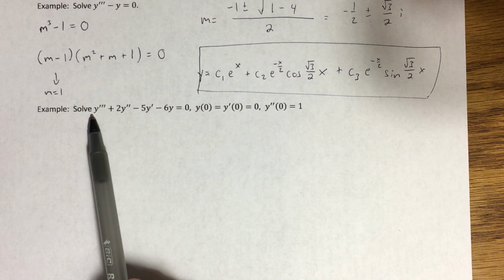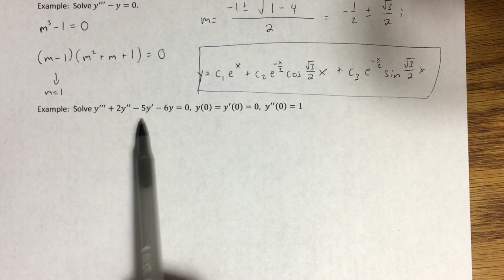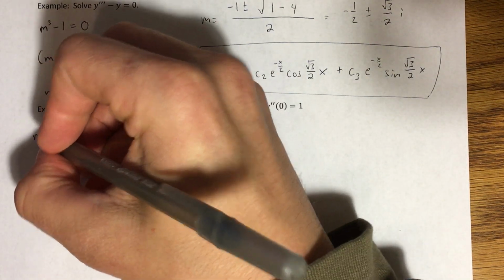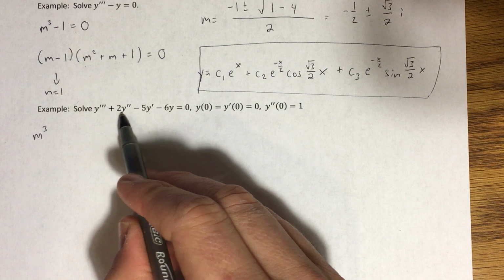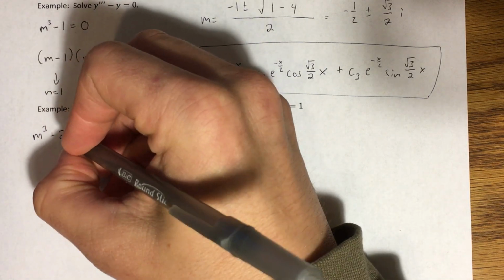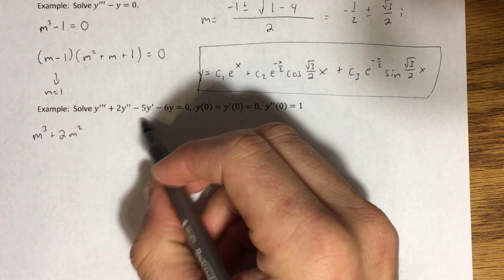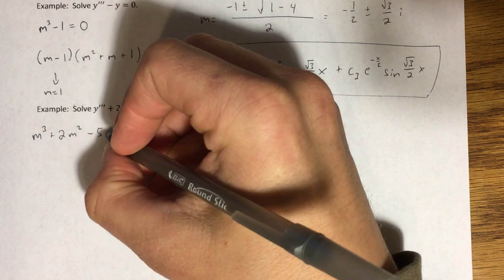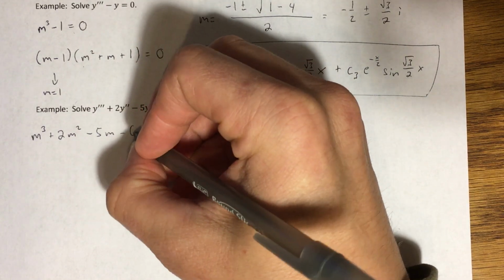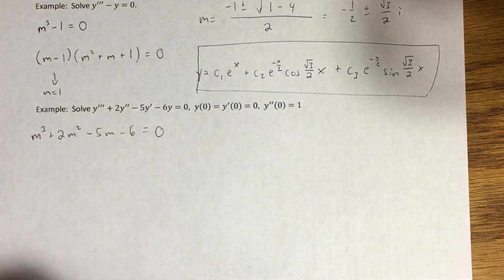So for this one, we have another cubic polynomial. We need its auxiliary equation. This one's going to look like m cubed plus 2m squared, okay, minus 5m minus 6 equals 0.